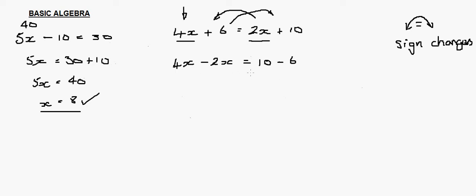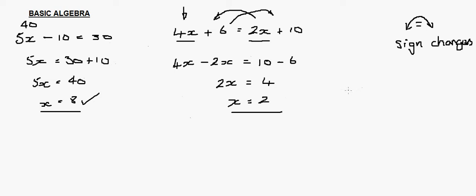So now we have like terms, and it's very simple. 4x take away 2x will give us 2x, and this will equal 10 minus 6 is 4. So if two things cost £4, one thing will cost £2. Okay, not quite as difficult as you thought, hopefully.